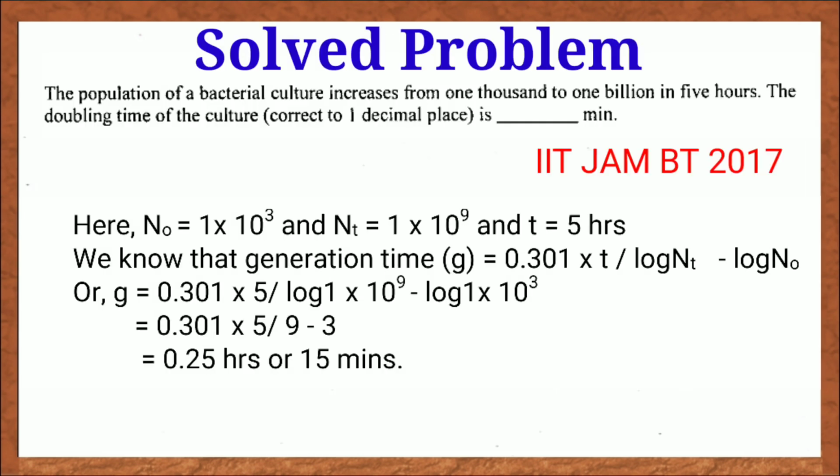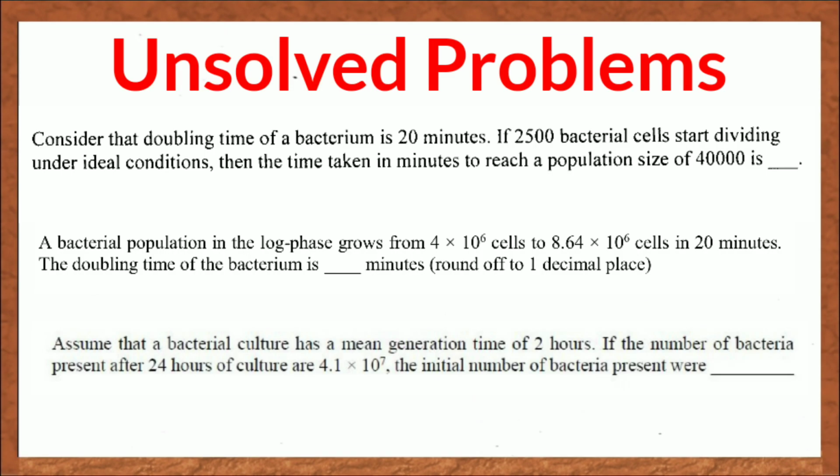Here is another solved problem. In this problem, N0, NT and T are given. You have to calculate the doubling time, that is the generation time or G. So I have used this equation to solve this. The value of G is 0.25 hours or 15 minutes. Now you can try to solve some other problems from previous year GATE examinations.